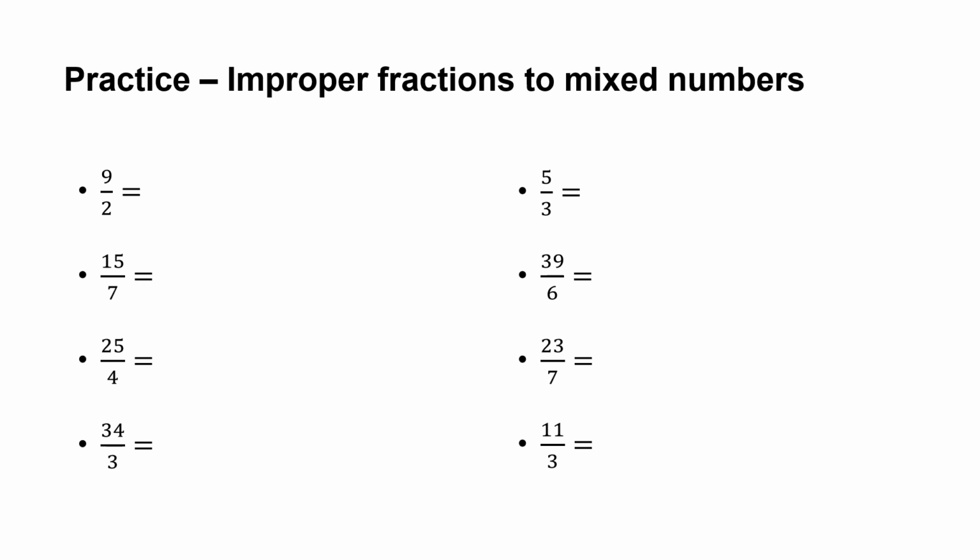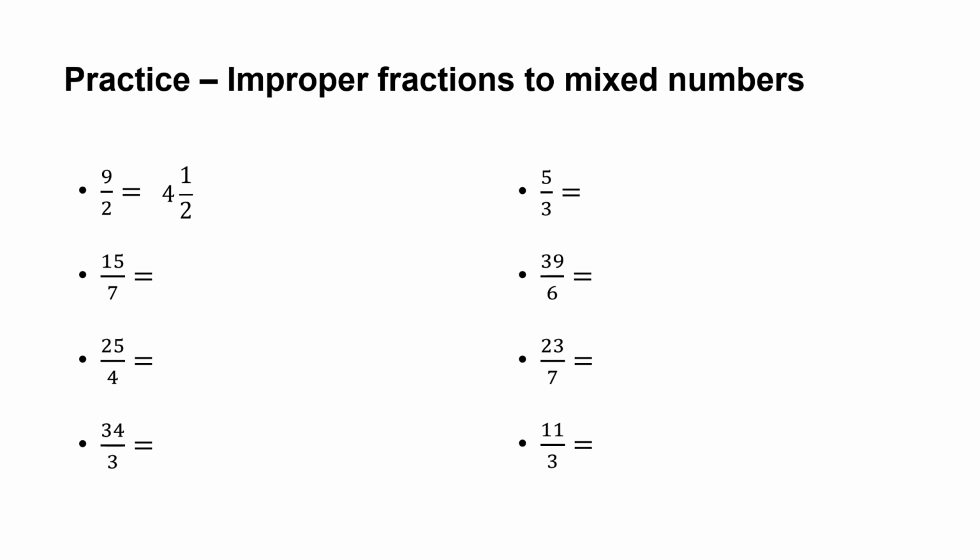Hopefully you've managed to have a good go at those. We'll start from the beginning. So we have 9 over 2. Well, if we divide top by bottom, we get 4. So 4 is equal to 8 over 2. So our remainder is going to be 9 over 2 minus 8 over 2, which is a half. So we're going to have 4 plus a half.